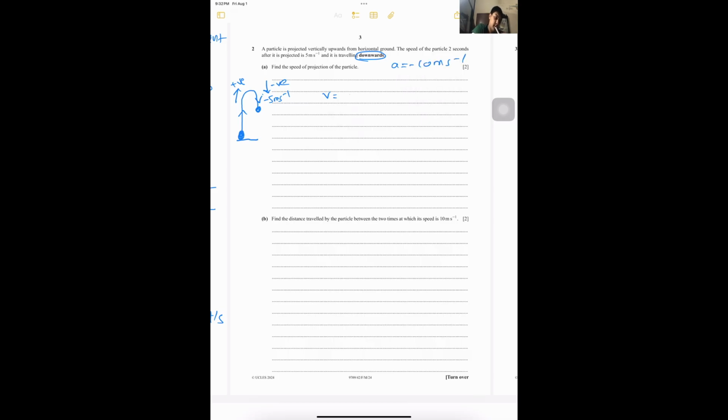So we can do the equation. We'll just do this equation. We also know the time. The time is 2 seconds, given. So the final speed is minus 5, which is equal to u minus 10 into 2. Then finally it will be minus 5 plus 20, which is 15 meters per second.